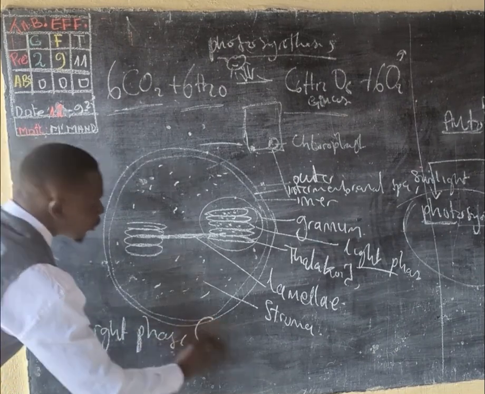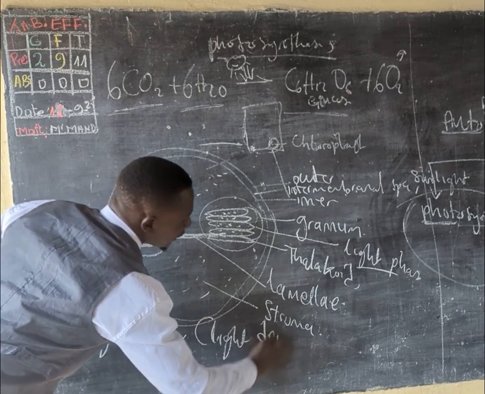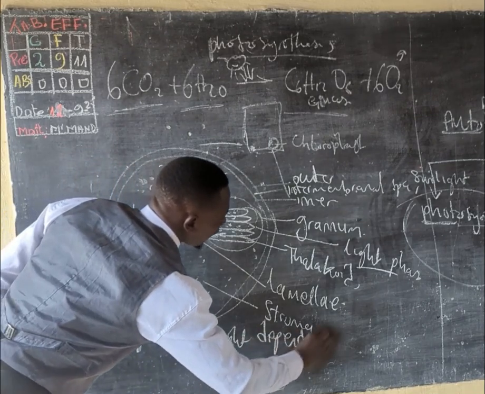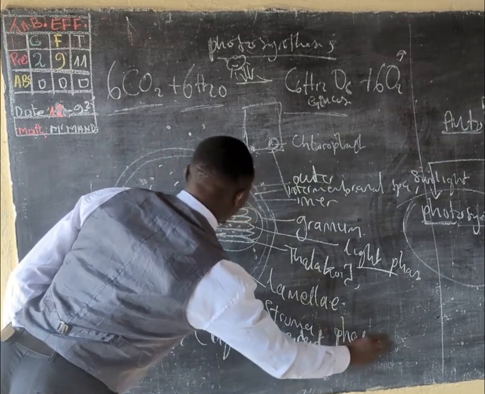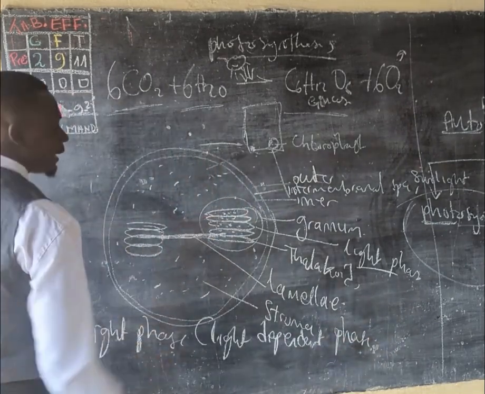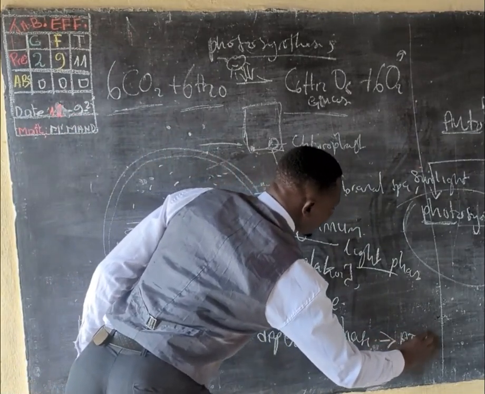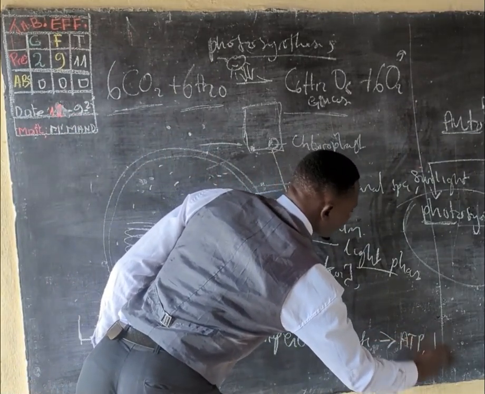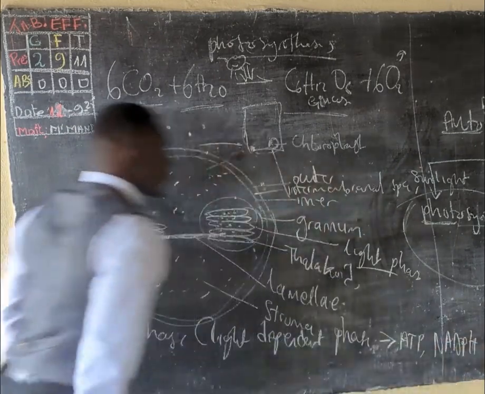The light phase, also known as the light dependent phase of photosynthesis. This light dependent phase has as its goal to produce ATP and reduced NADP.